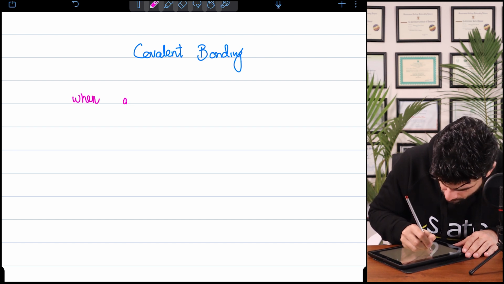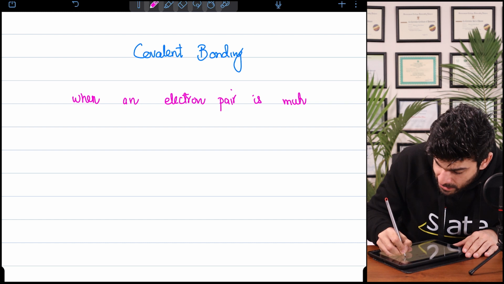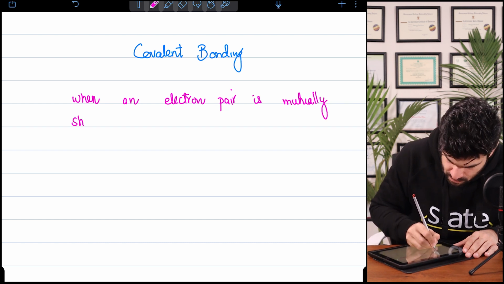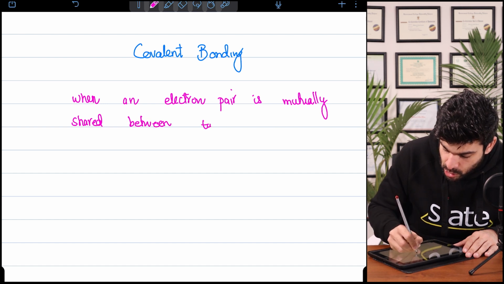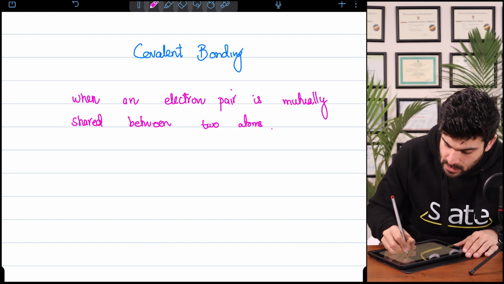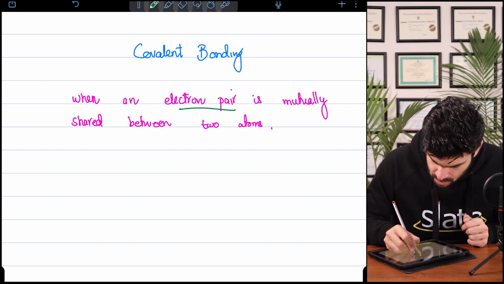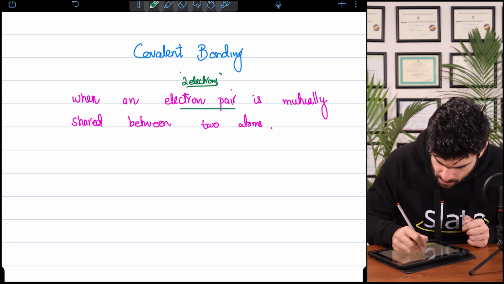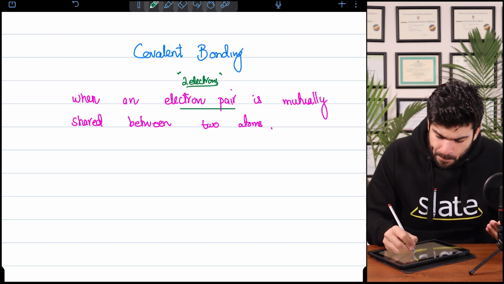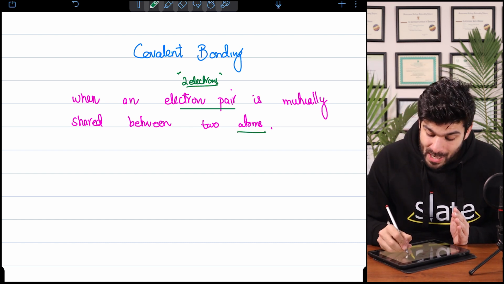When an electron pair is mutually shared between two atoms. I repeat, electron pair. What do we mean by electron pair? Two electrons. And there can be more, so it can be electron pairs as well. So it is mutually shared between two atoms.